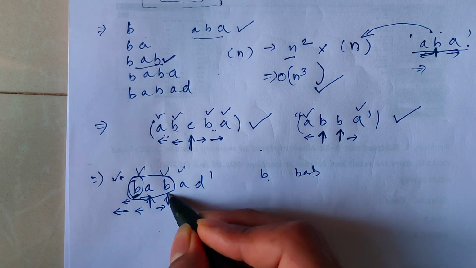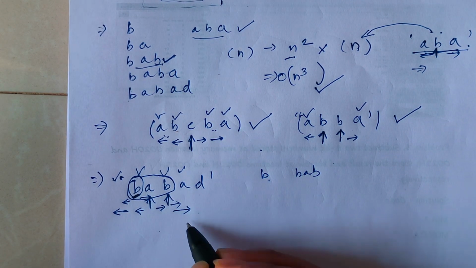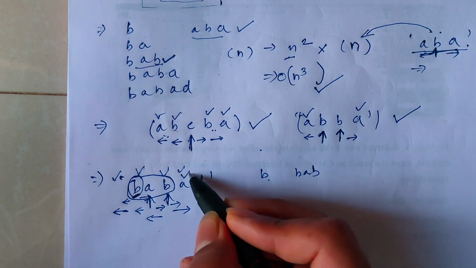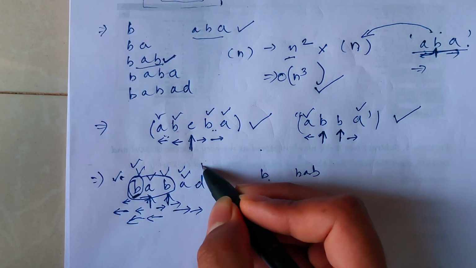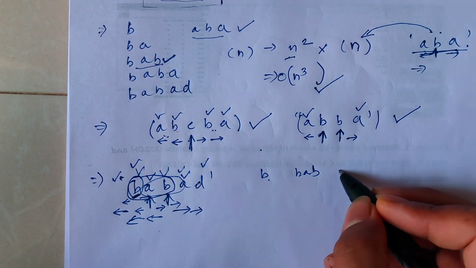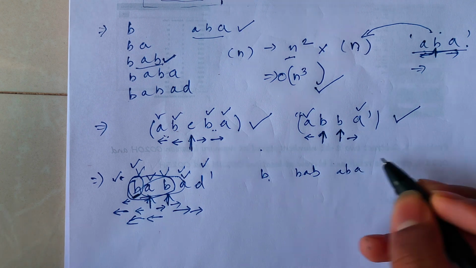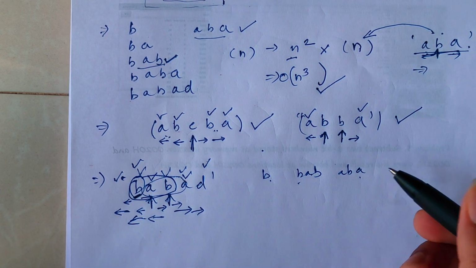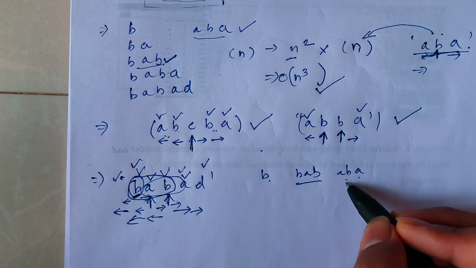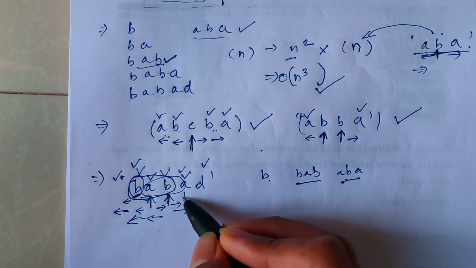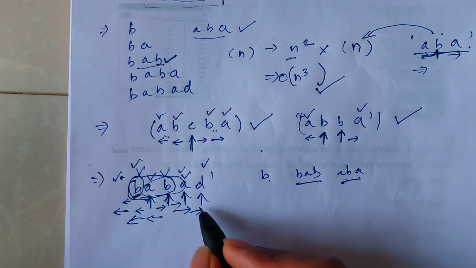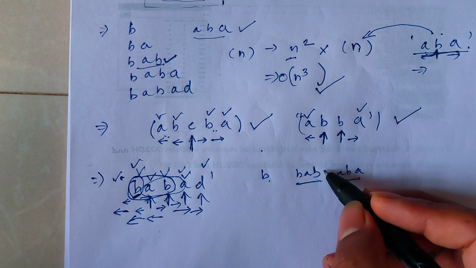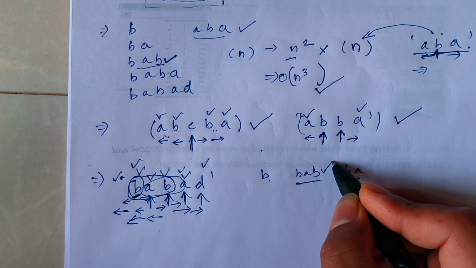Let's have B as our center. We go right, we go left, A is equal to A, right? We go right, we go left, B is not equal to D. So ABA could be our answer, because ABA is equal to BAB in terms of length. And we'll do the same with A, we'll do the same with D. This was in case the length is odd, right?